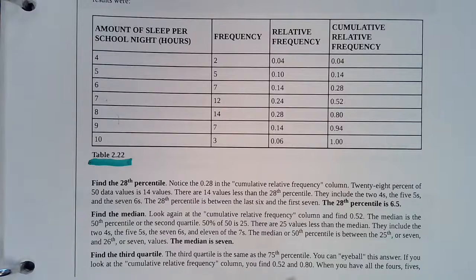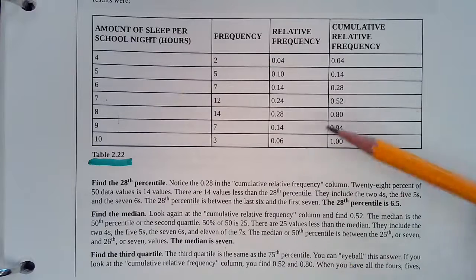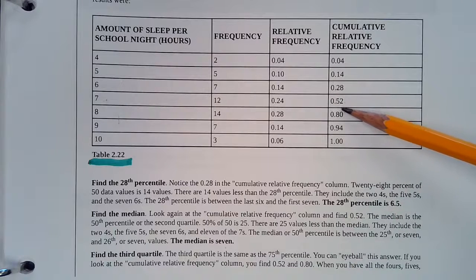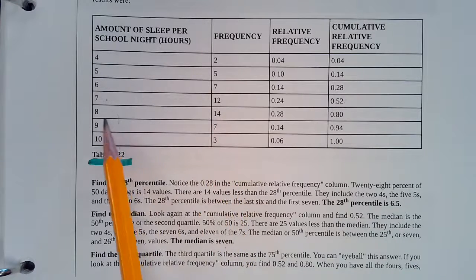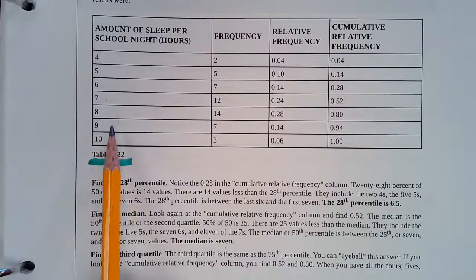For the 75th percentile, or the third quartile, you can see that the 75th percentile is going to happen between your 7s and your 8s. It's still going to be within these 14 8s that occurred. So we can say that the third quartile has a value of 8.